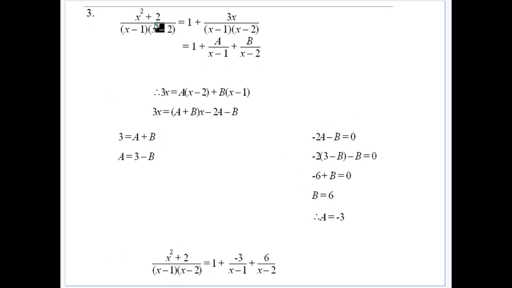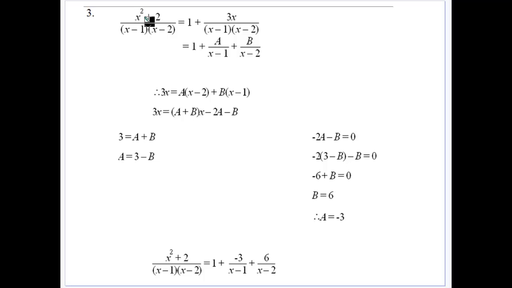Now, x squared plus 2 over x minus 1, x minus 2. This one is a little bit different, because I can't just go and break this one up, for the simple fact that this is not in its most simplified form.